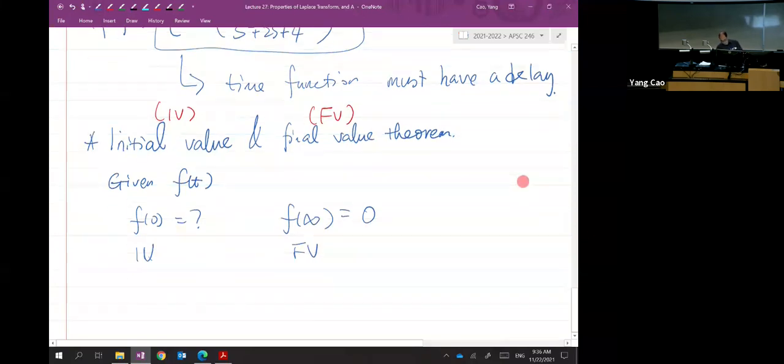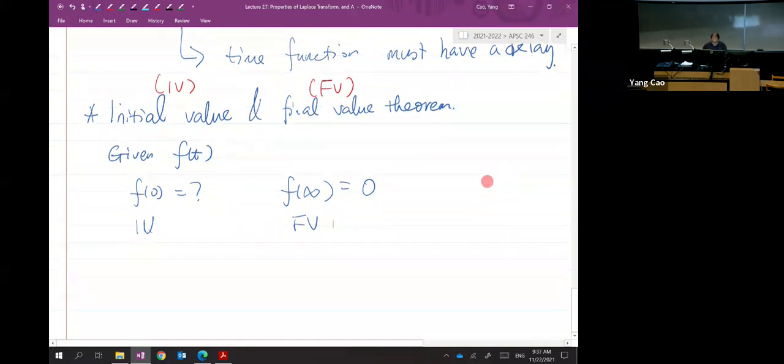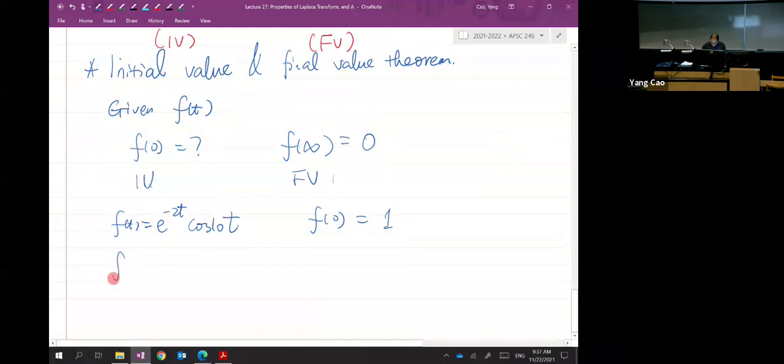So of course now you can clearly see, if I have the time function, then let's just plug in t equal to 0, and you get the initial value. You plug in t equal to infinity, and you get the final value. So that's definitely one way to think about it. For example, let's say you have this function, and I can plug in t equal to 0 into the function. I get 1, so that's my initial value, and I can plug in t infinity into the same function.